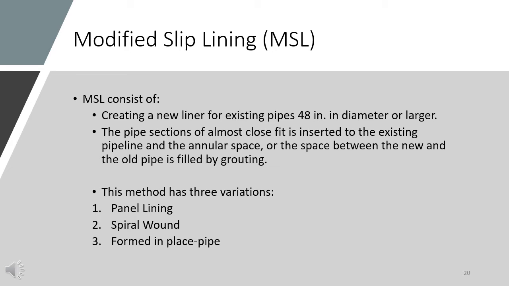The next technology we have is modified slip lining, which consists of creating a new liner for existing pipes 48 inches in diameter or larger. The pipe sections of almost close fit are inserted into the existing pipeline, and an annular space, or the space between the new and the old pipe, is filled by grouting. This method has three variations, whereby we have a panel lining, spiral wound, and formed in place pipe.